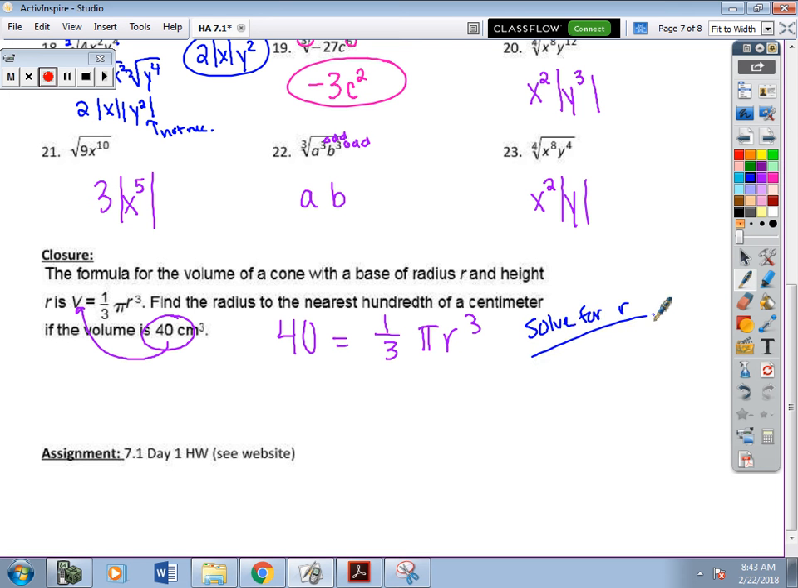So the first thing you want to do is multiply by 3 on both sides to get 120. Then you would undo multiplication with division. So divide by pi on both sides. And then the last step would be to cube root both sides. Just like our last step is to square root, the last step would be to cube root.